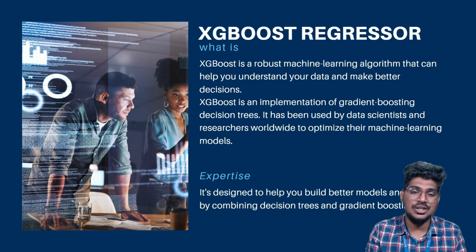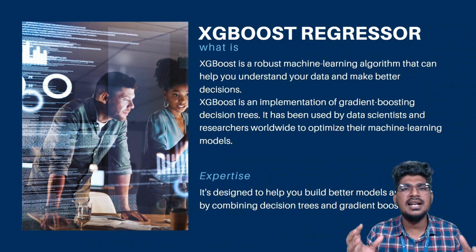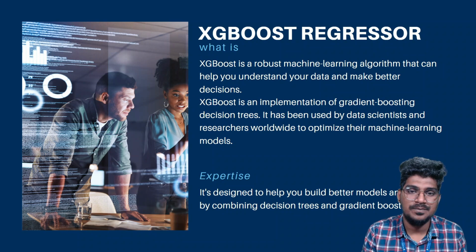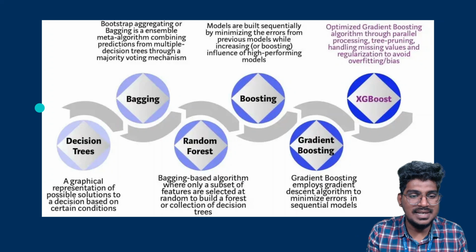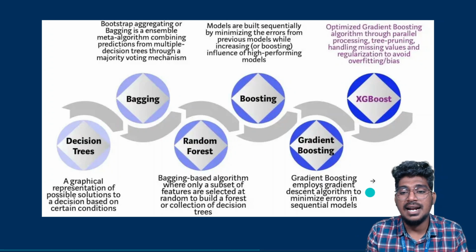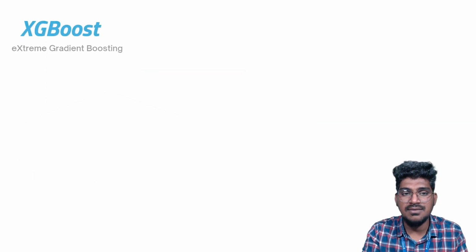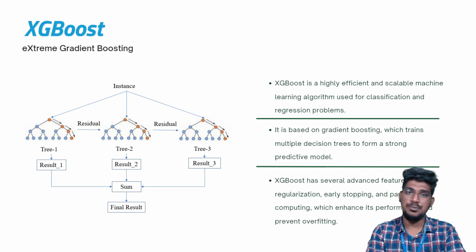It is designed to help build a better model and works by combining multiple decision trees and also gradient boosting. Okay, how does it actually work? You can see here decision trees, random forest, and gradient boosting. Before explaining this, I will tell you about this. What is extreme gradient boosting?